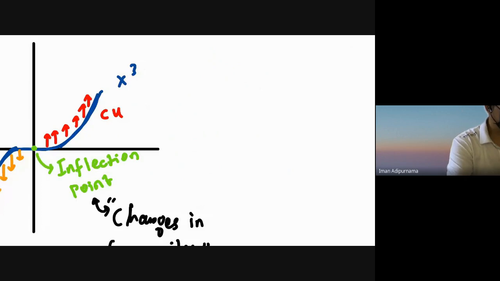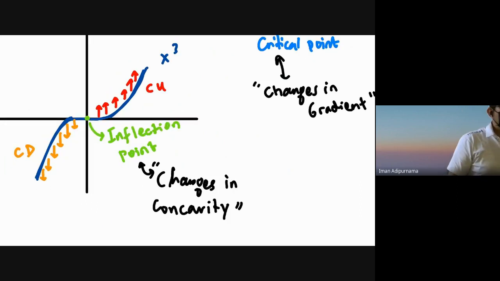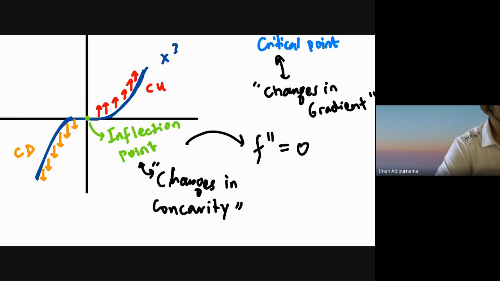So you have the inflection point, and if you remember, we also have the critical point from the last session. That is a change in gradient. Now, to deal with concavity, we need to deal with the second derivative. We can say the inflection point is when the second derivative is equal to 0.